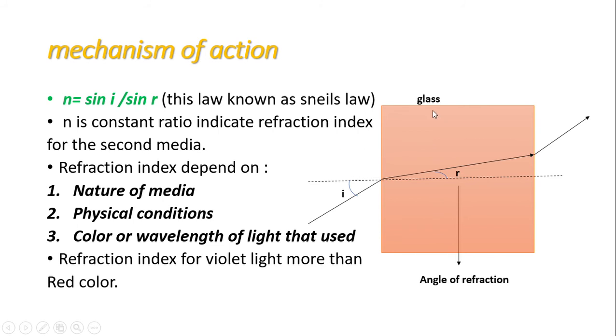When the glass is changed into, for example, water, the refractive index will change. The factors that affect the refractive index are, first, the nature of the medium, second, the physical condition, and third, the color and the wavelength of the light that is used. For example, the refractive index for violet light is higher than for red light. So when we change the light, it will change the refractive index.